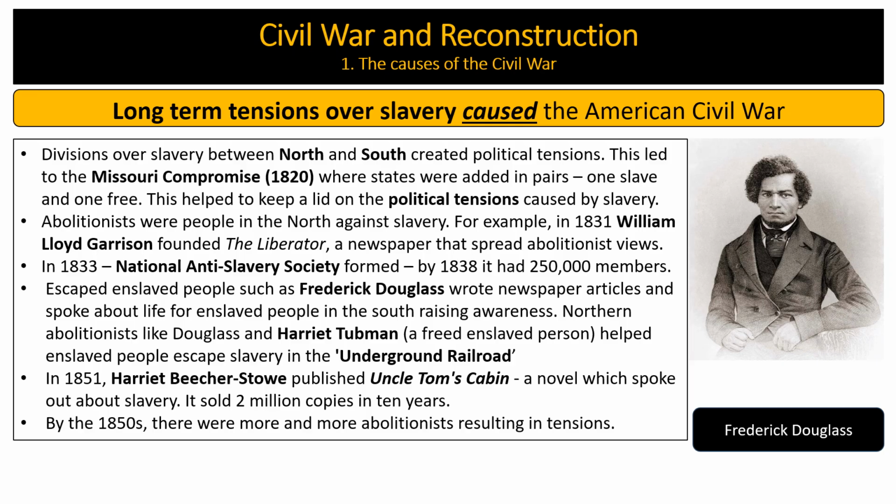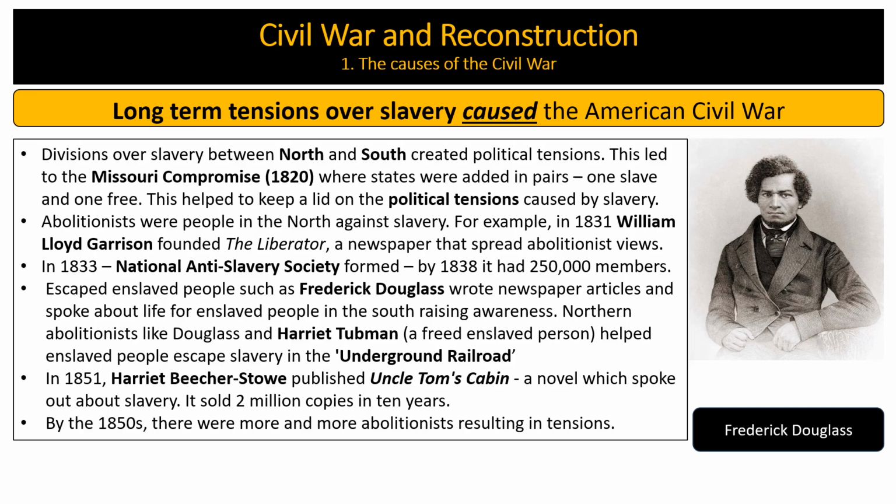Abolitionists are people in the North against slavery. For example, in 1831, William Lloyd Garrison founded The Liberator, a newspaper that spread abolitionist views. In 1833, the National Anti-Slavery Society was formed, and by 1838 it had 250,000 members.